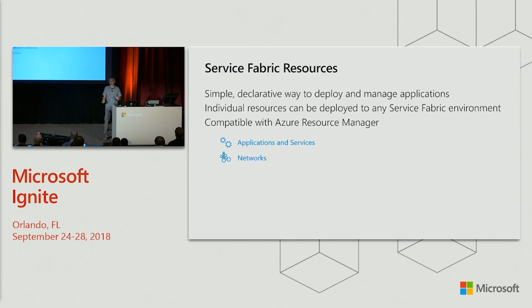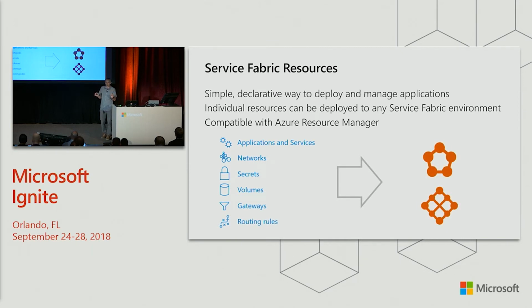So Service Fabric resources, what are they? They're a simple declarative way to deploy and manage applications. They're individual resources. For example, you have application as a resource, service as a resource, network as a resource, and you stitch them all together, and then you can deploy them into a Service Fabric Mesh environment, or you can deploy them into a classic Service Fabric cluster you have running today.